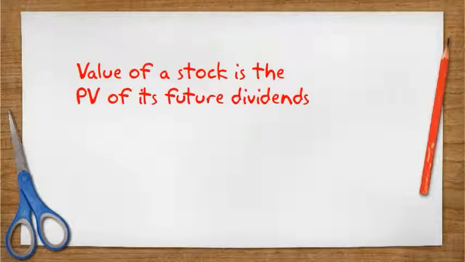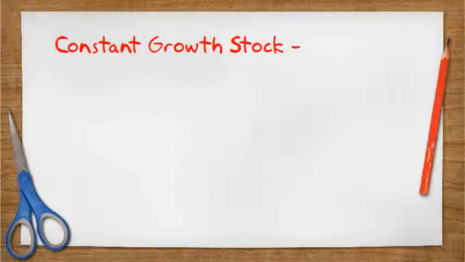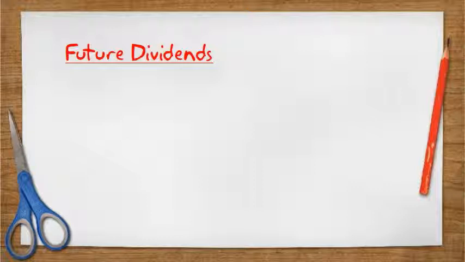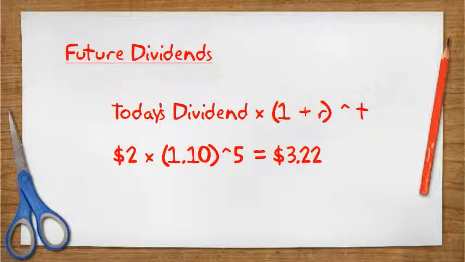The value of a stock is the present value of its expected future dividends. A constant growth stock is one that will grow by a constant amount each year for the foreseeable future. To find the value of the stock, take the projected dividend and divide it by the rate of return minus the growth rate. To project future dividends, use the growth rate in the future value formula, 1 plus g to the power of years.